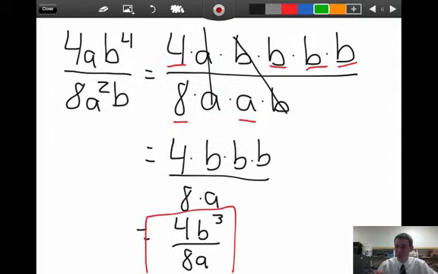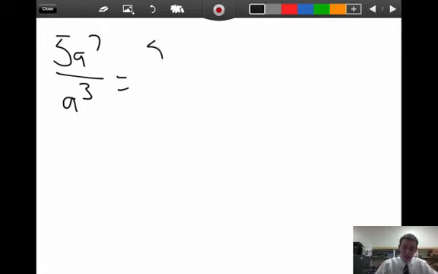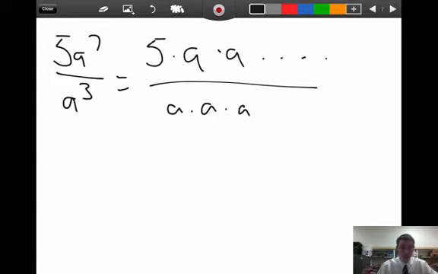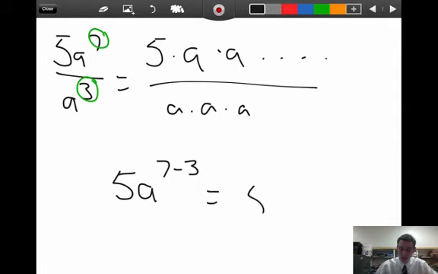So if we have something like this, 5a to the 7th over a cubed, if I don't want to write out 5 times a, 7 times, and a times a times a, I don't have to. I simply look at the exponents and subtract them. So I end up with 5a to the 7 minus 3, which just equals 5a to the 4th. And that's all there is to that.